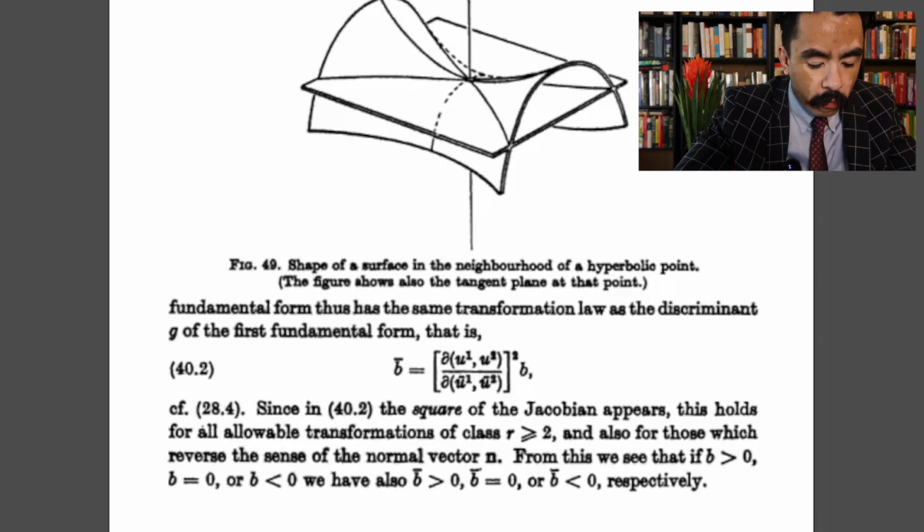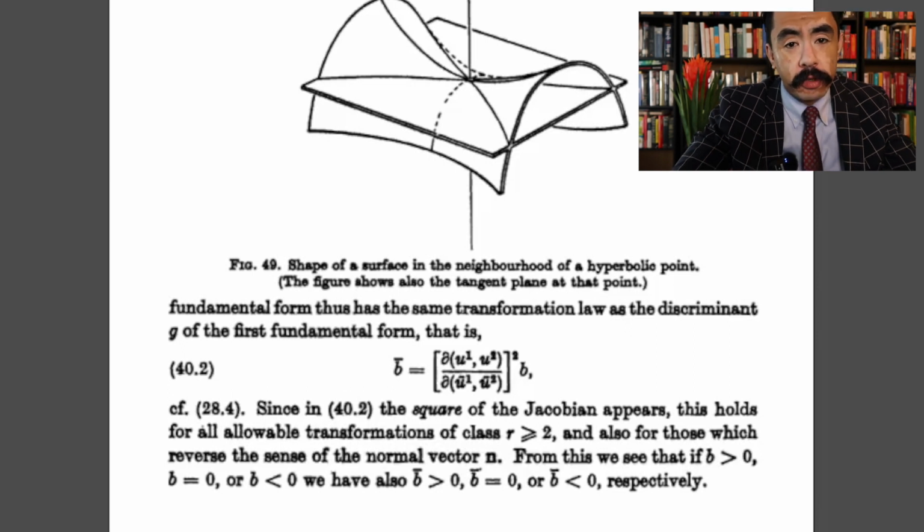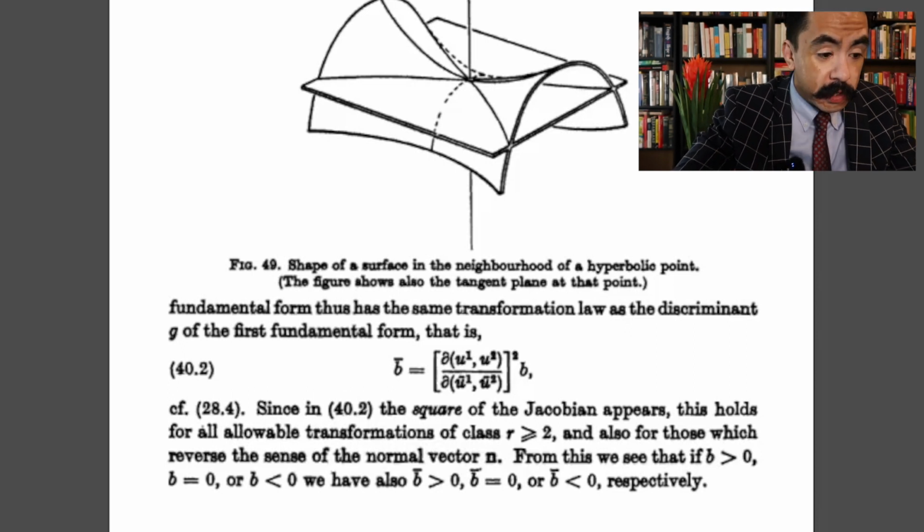That is, b-bar is equal to the partial of (u1, u2) over the partial of (ū1, ū2), squared, times b. And I would refer back to Theorem 28.3. Since in this relation the square of the Jacobian appears, this holds for all allowable transformations of class r greater than or equal to 2, and also for those which reverse the sense of the normal vector n.